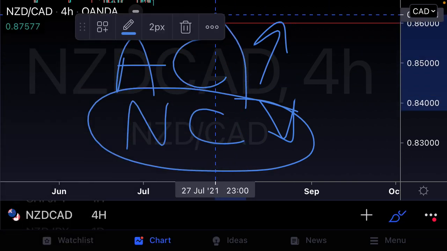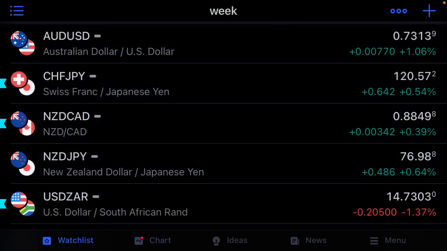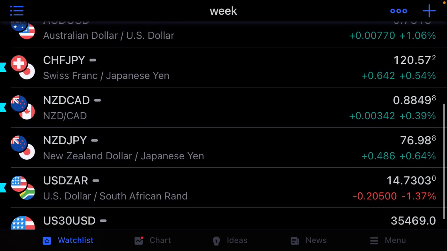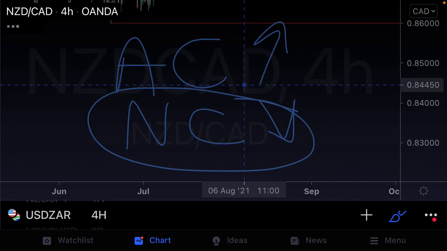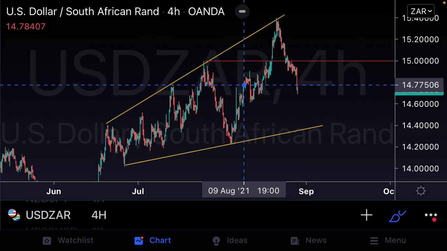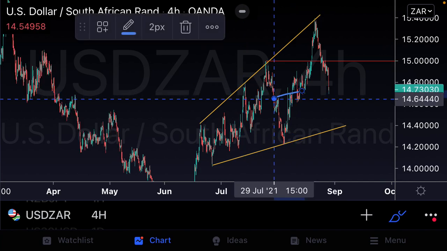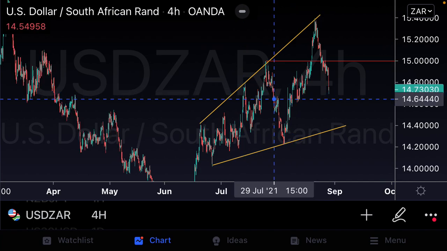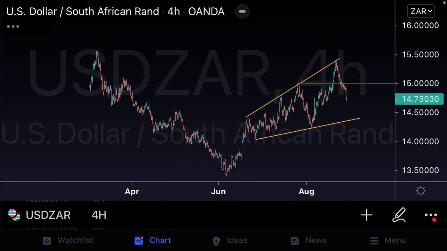Now on New Zealand dollar CAD, we do see some relevant structure that allows us to have that sell biased setup. So we're allowing ourselves to hedge some CAD strength or weakness over the course of next week. Whether CAD gets strong or weak, we're going to give ourselves an opportunity to still be able to capitalize on that strength or weakness. Now that we've run through that, guys, let's get into the final pair that we're going to be having a look at, and that is USDZAR.